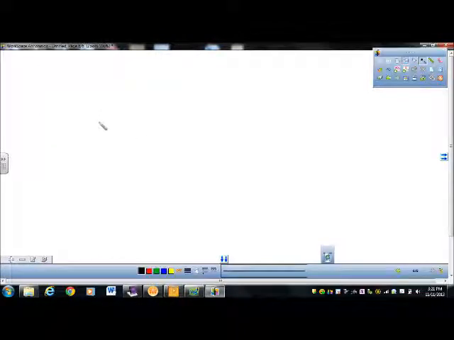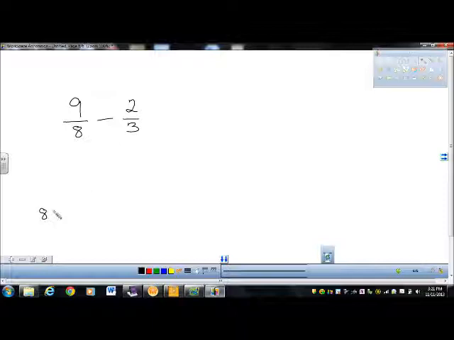Now, for subtracting, we do it very similar. Let's say we have 9/8 minus 2/3. We need to first make sure that our denominators are the same, and they're not. So we can go down here and list our multiples again so that we can find the least common multiple of both 3 and 8. So for 8, we've got 8, 16, 24, 32, 40. We'll go ahead and stop there.